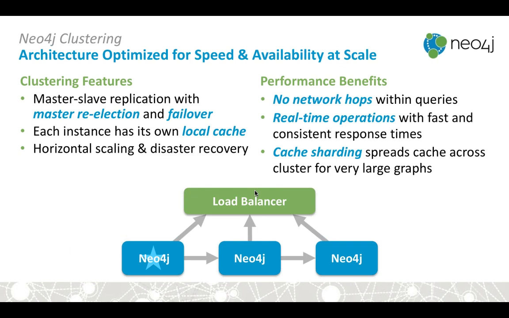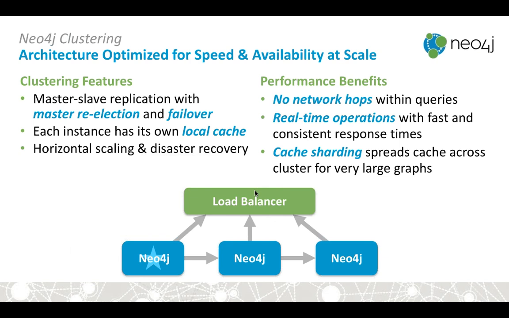We provide this performance in the Enterprise edition of Neo4j by allowing you to have a cluster of Neo4j servers. This cluster provides master-slave replication with automatic failover in case of issues with your systems. And then each instance has its local cache, as well as cache sharding that can be spread across all the different nodes for very large graphs.